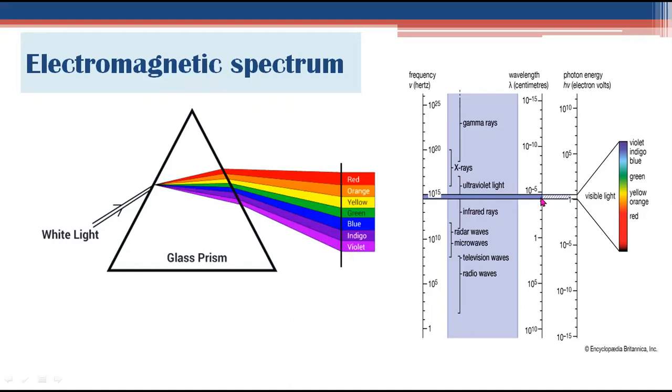Similarly, remote sensing technology works most effectively in this band, this spectrum, which is called visible light. Visible light is very important in remote sensing technology.